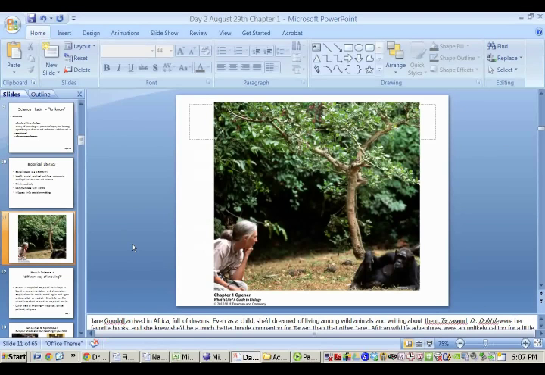I think I had shown you this picture before of Jane Goodall. She is such an interesting figure in biology because she went to Africa and decided that she was going to live among the wild animals. There are some movies that have been made about her. We'll talk about that a little more coming up in Chapter 1.